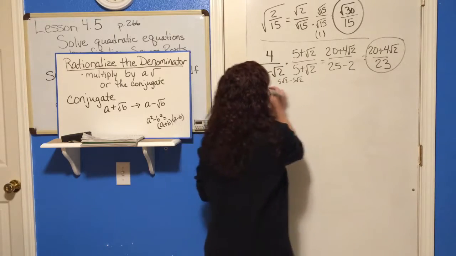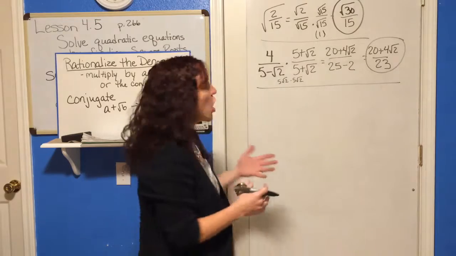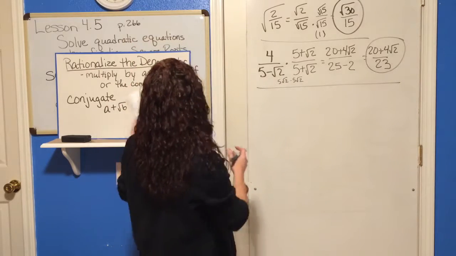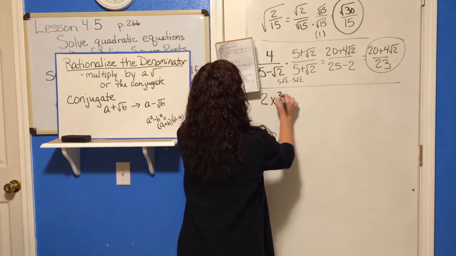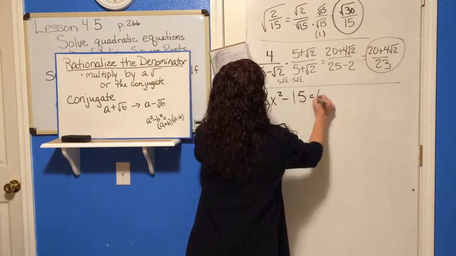Now the reason that's going to be handy is because we want to actually solve. We're finally getting to solving the equations. So let's give you an equation to solve. 2x squared minus 15 equals 65.